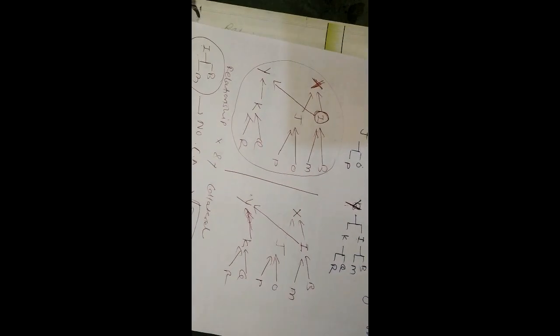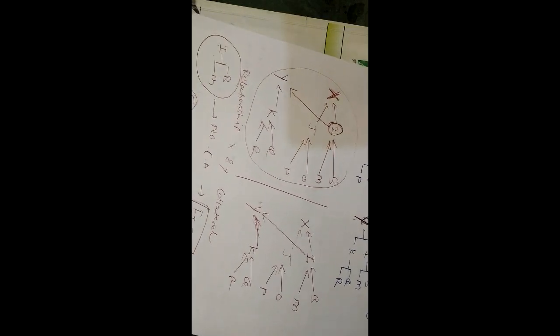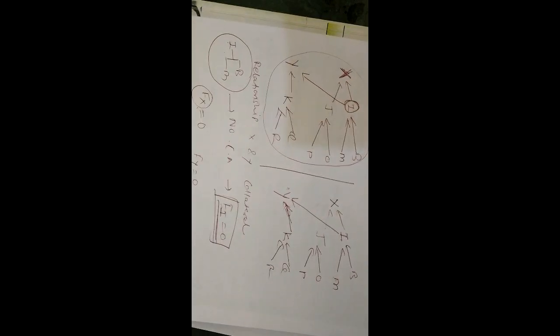Okay, so this is the exercise. Hope you understand this practical calculation of the relationship coefficient. It is very easy and very similar to the inbreeding coefficient. Only a minor formula difference is there. Okay, hope you understand. Thank you very much.